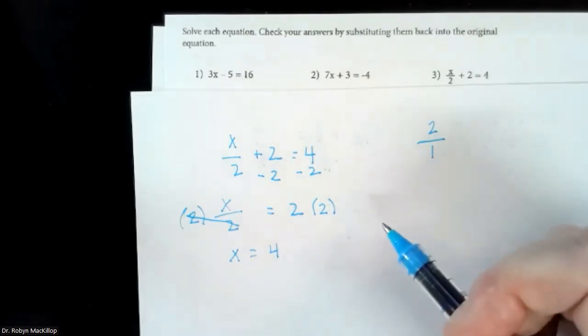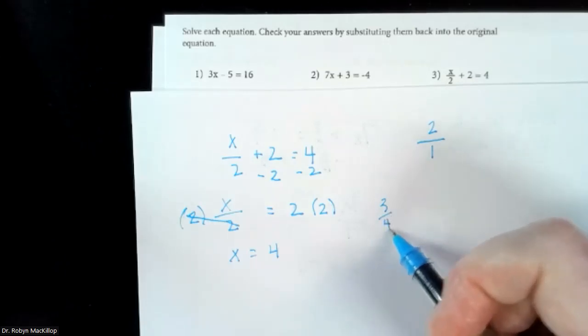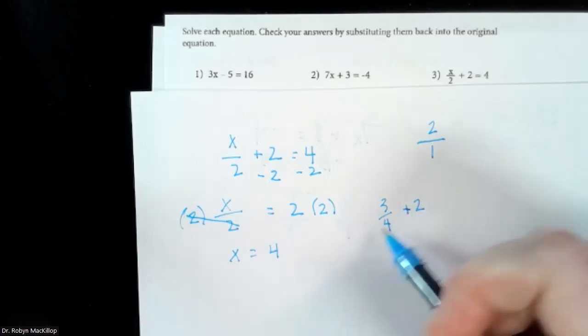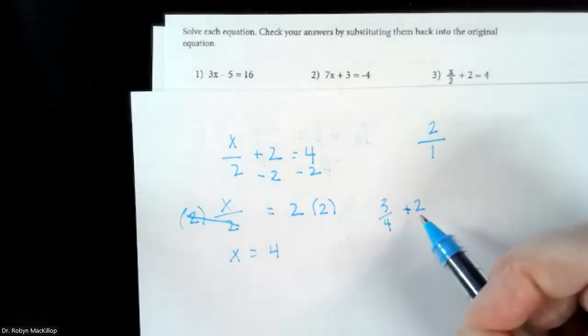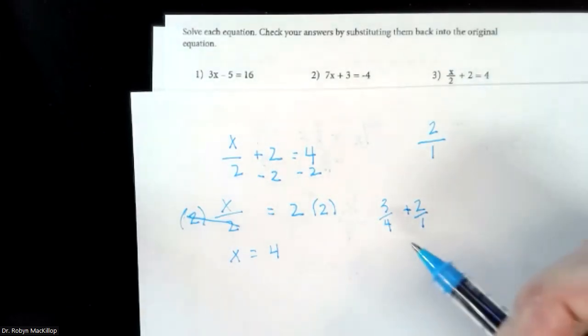So if you ever get a problem where they give you something like 3 over 4 plus 2, granted, you can just do the addition. It's 2 and 3/4. But if you need to show your work as a fraction, you turn that number into a fraction as well. And it makes it a little bit easier.